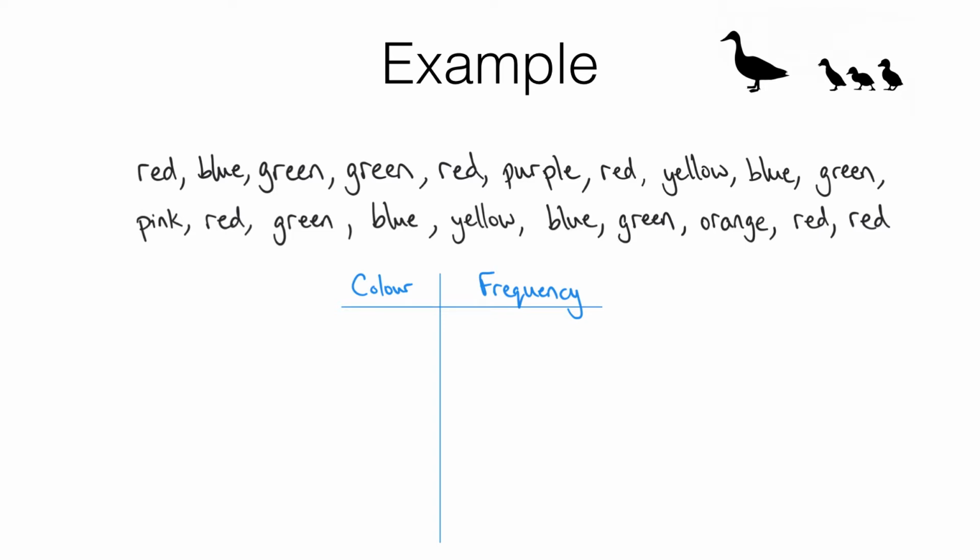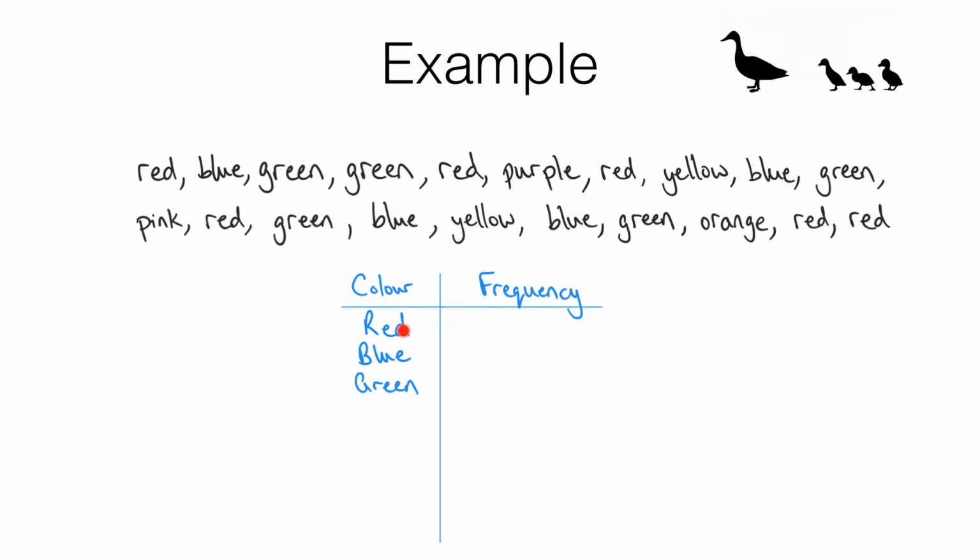So I'm going to just start listing the colours down the left-hand column. Someone said red, so I need a red in here. Next, someone said blue, so I need a blue as well. So blue goes in that column. Next, somebody said green, so I need green in this column. Now, somebody else said green, but I don't need to list green twice because I'm going to show the total number of people that said green in this column on the right.